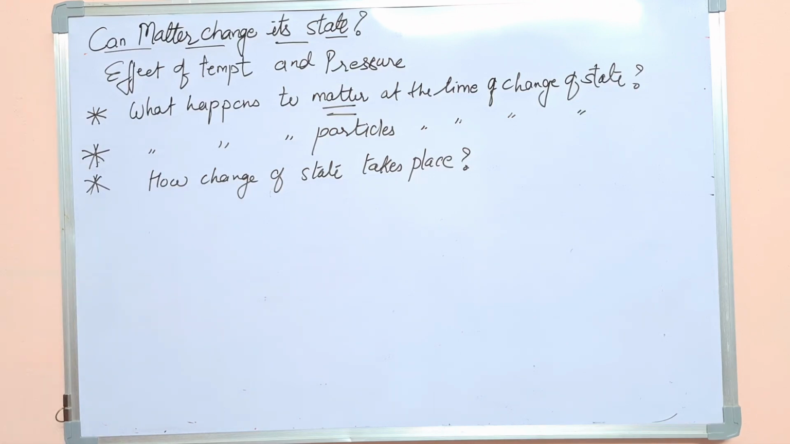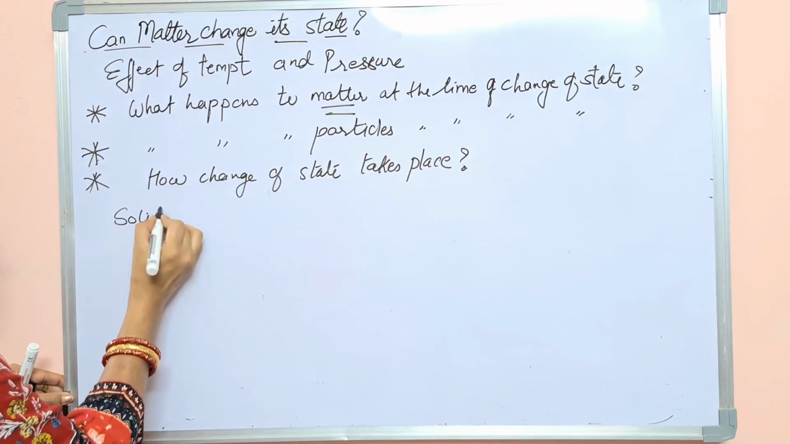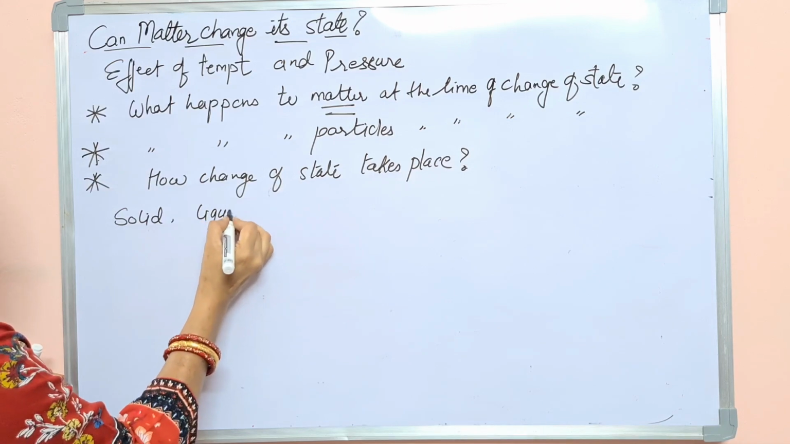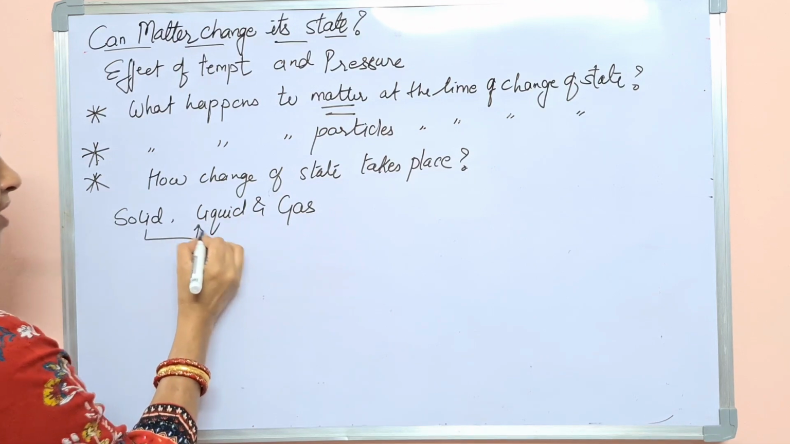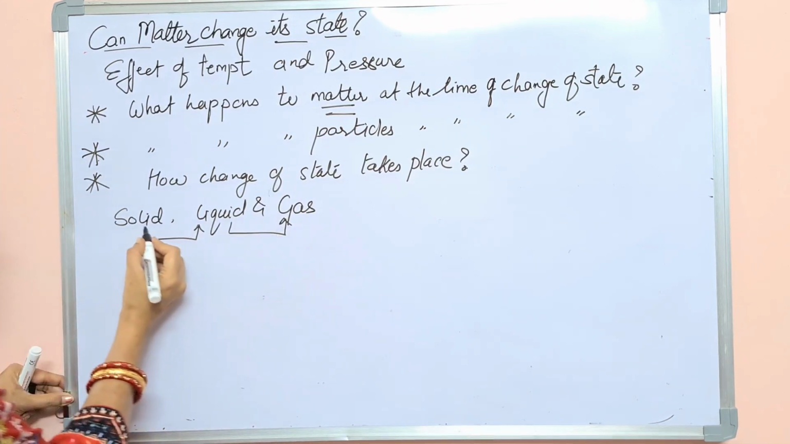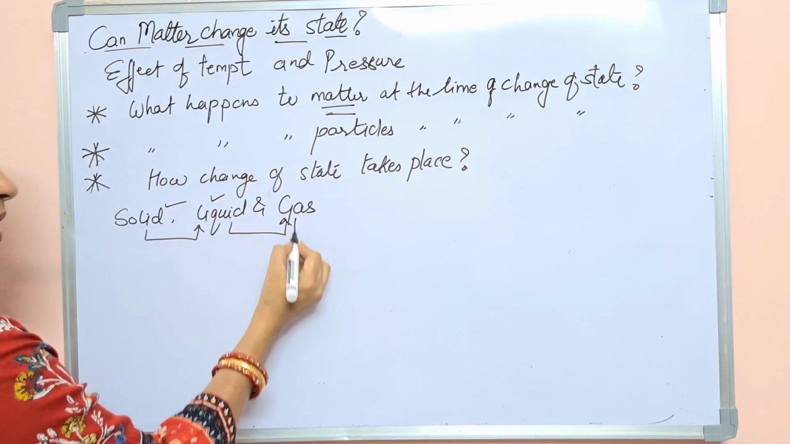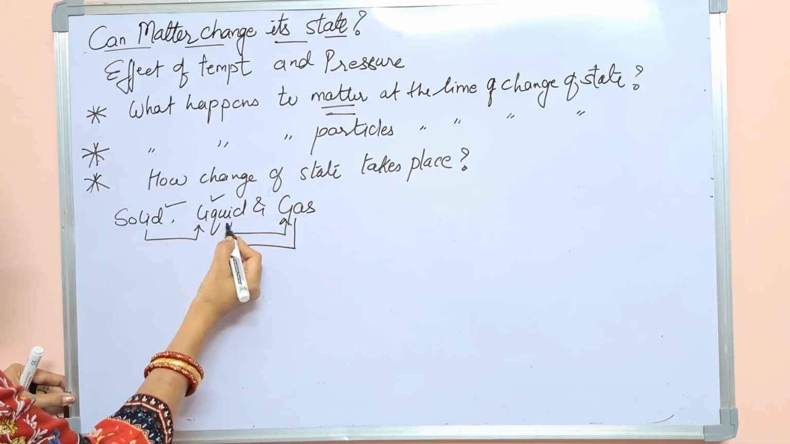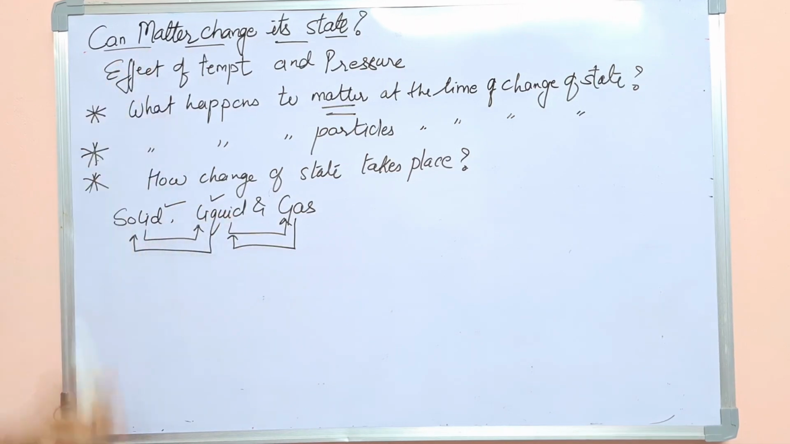Can a matter change its state? So कभी भी कोई भी matter जब अपना state change करता है तो होता क्या है actually में? You know that three states of matter are there: solid, liquid and gas. So when they are changing their state, it means they are changing from solid state to liquid state, liquid to gas, or backward, that is gas to liquid or liquid to solid. So this is the change of state.